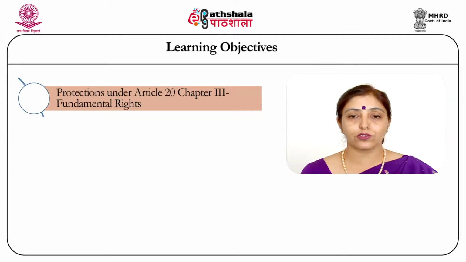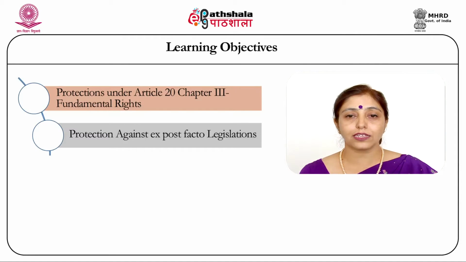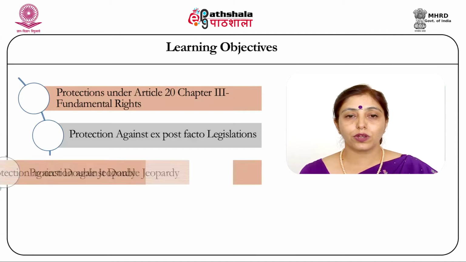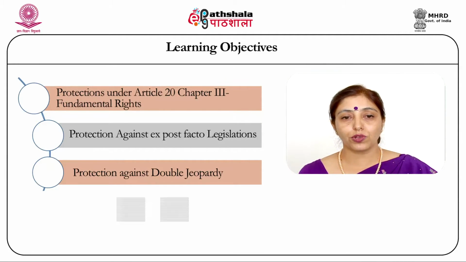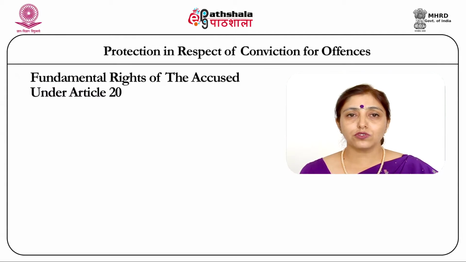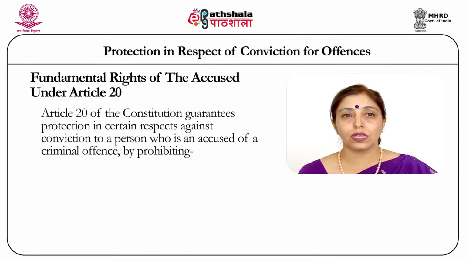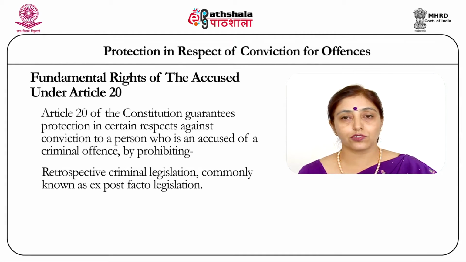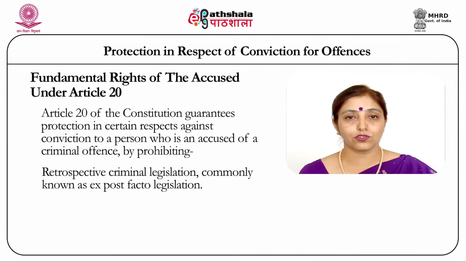It provides for three protections to the accused, which are commonly known as number 1, the protection against ex post facto legislation, number 2, the protection against double jeopardy, and number 3, the protection against compulsion to give incriminating evidence. It means to say that Article 20 of the Constitution guarantees protection in certain respects against conviction to a person who is accused of a criminal offence by prohibiting number 1, retrospective criminal legislation. That simply means a criminal legislation with retrospective application is barred. This is commonly known as ex post facto legislation.